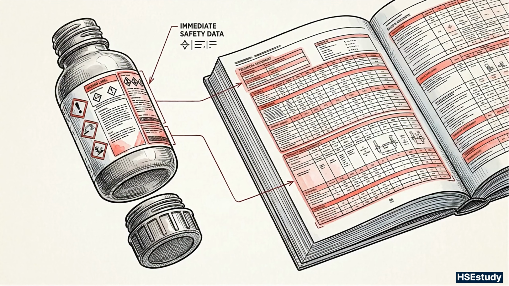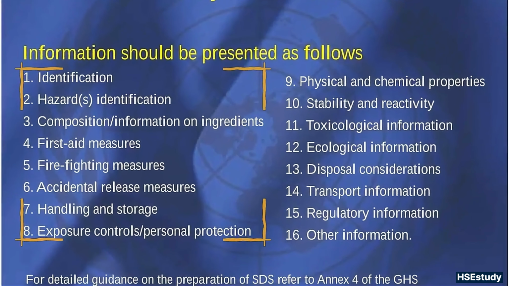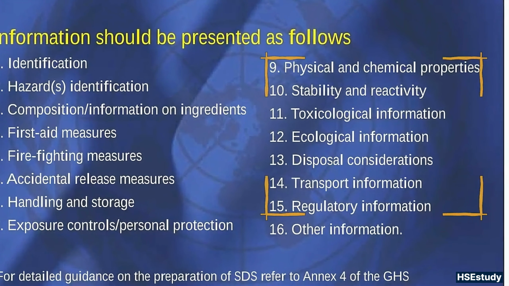While the label provides immediate surface-level warnings, the full technical and emergency profile of a chemical is housed in its Safety Data Sheet, or SDS. This framework outlines the mandatory 16-section format every SDS must follow. Sections 1 through 8 contain critical information for immediate safety, first aid, and emergency response. Sections 9 through 11 hold scientific data, while 12 through 15 cover environmental and transport regulations.